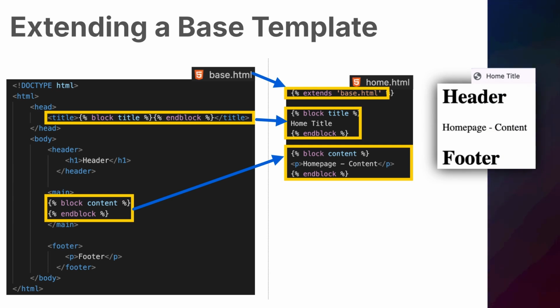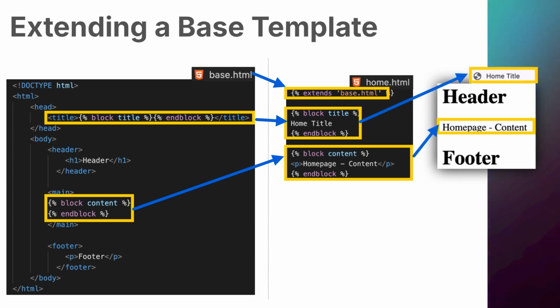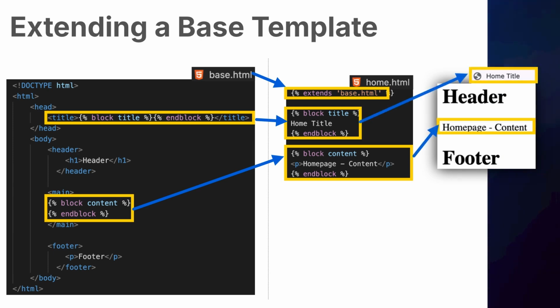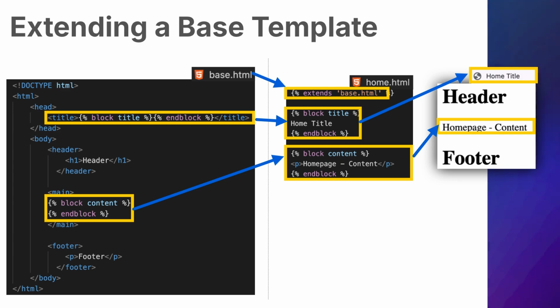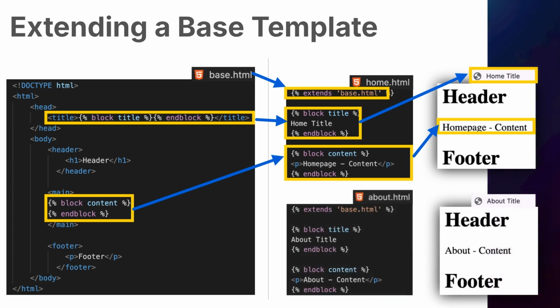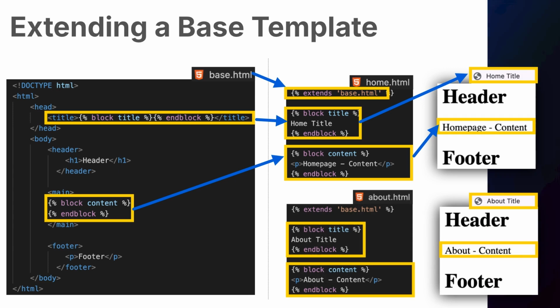Flask uses the base layout, which has a header and a footer, but fills in the title and content blocks from the home HTML. If you want to use the same format and only want to change the title and content in other pages, you can easily do that. This about page only changes the title and content.